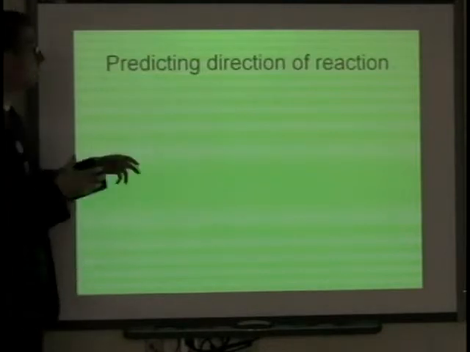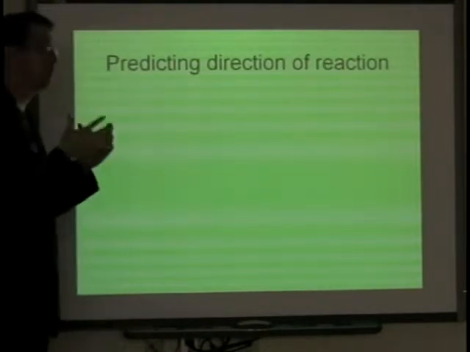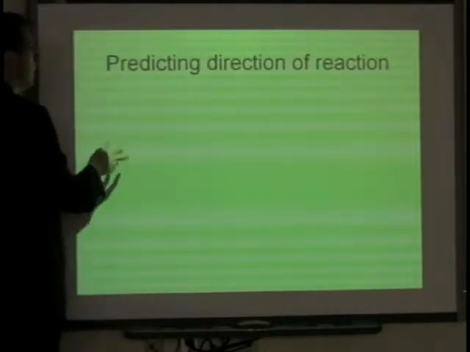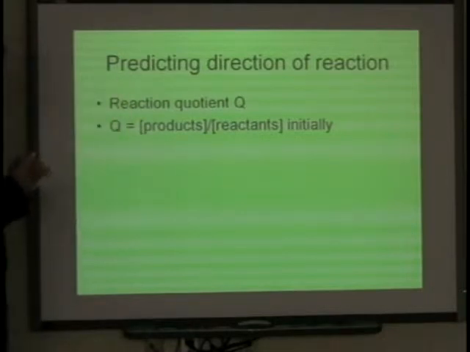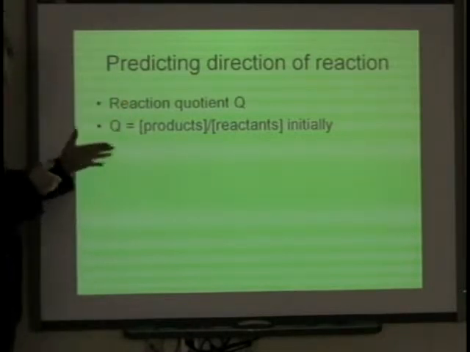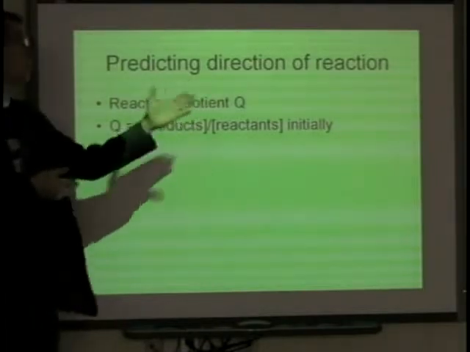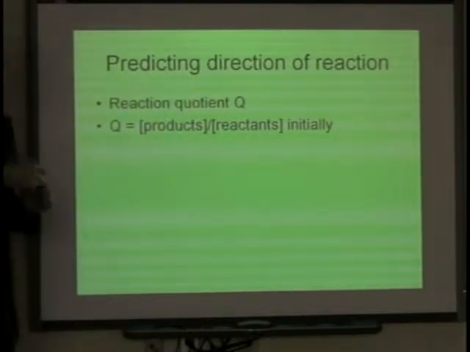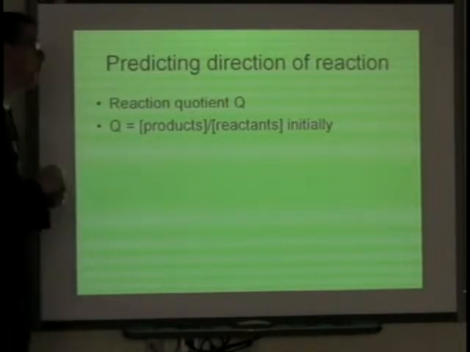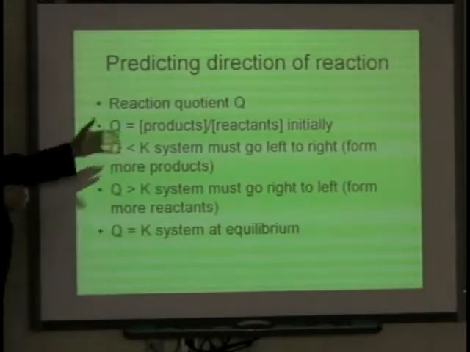The real tricky part of this unit, the major work that you have to do, is within a calculation. We would have to start off by predicting the reaction direction, which is referred to as the reaction quotient, letter Q. It's still products divided by reactants concentration, but it's not at equilibrium. It's initially what are the products divided by reactants concentration.